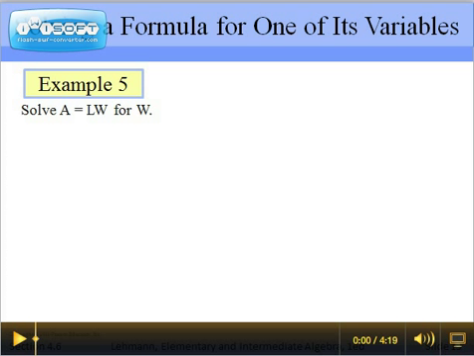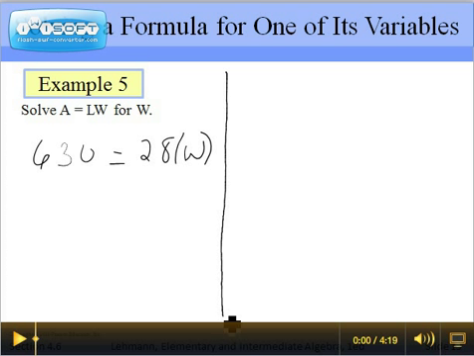Example 5. I want to solve A equaling L times W for W. So consider the example we did before with the area of a rectangle and desks. In that formula I have 630 for my area, equaling 28 for the length times the width. I'm going to use this formula to model how I solve the general formula.